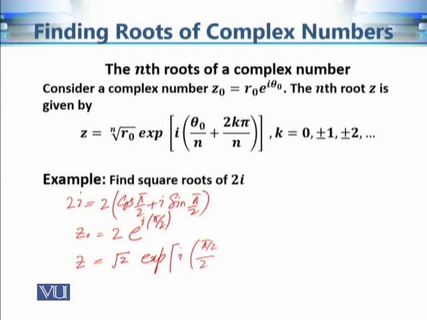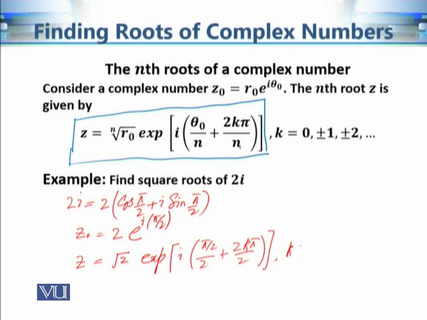Now using this fact, we are just going to replace n with 2 because we want to find square roots, and r0 with 2 and angle theta naught with pi by 2, and here we get the answer. Now when we take k is equal to 0, we get 1 plus iota, and when we consider k is equal to 1, then we get the root to be -1 minus iota.